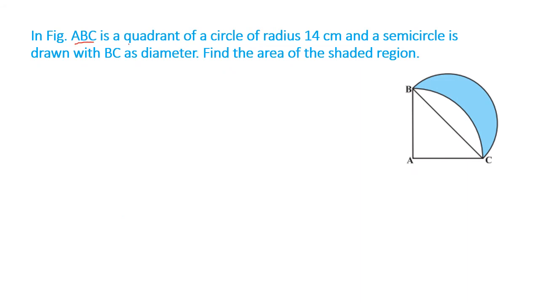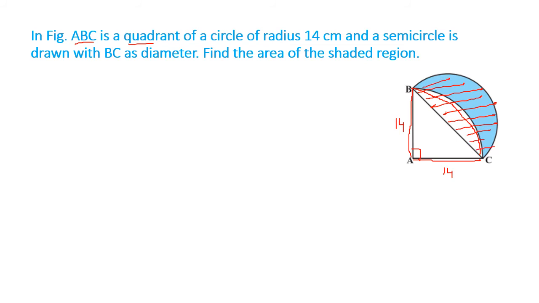Here ABC is a quadrant. What does a quadrant mean? It means 1/4 of the circle. So ABC is a quadrant, means this is 90 degree, radius is 14. So AB is 14 and AC is also 14. And you have got another semicircle with BC as the diameter. This whole thing is the semicircle.